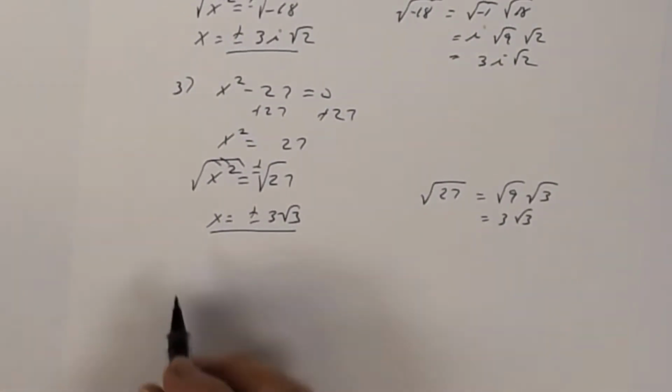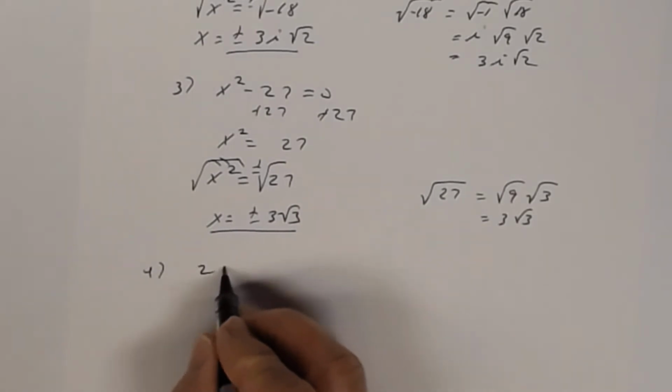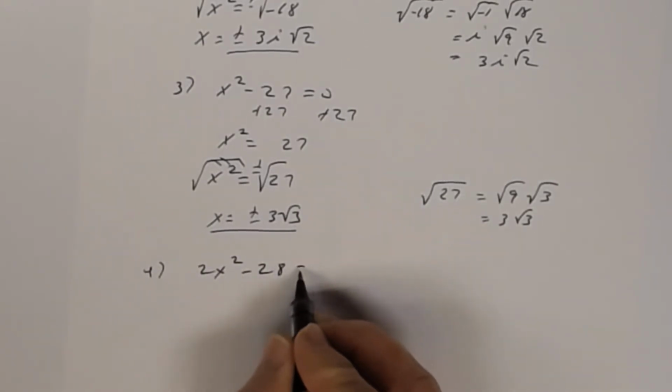Number 4. Okay, now when doing number 4, you got to remember something. So we have 2x squared minus 28 equals 0.